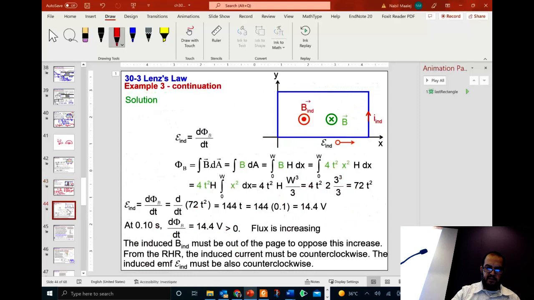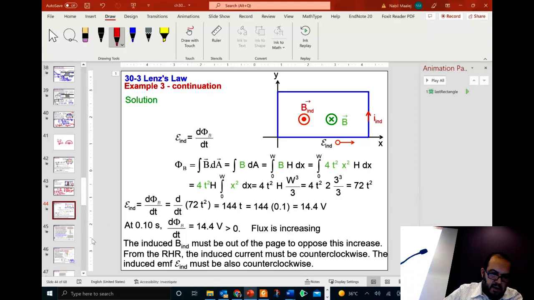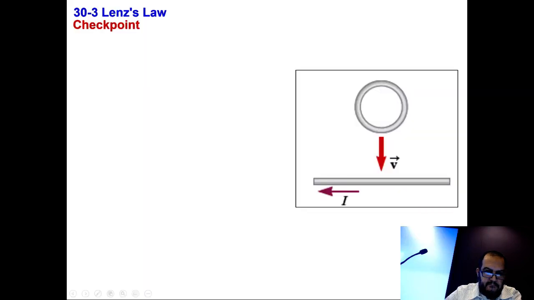Okay, so that's correct. Notice this is how we indicate the direction of EMF. We draw an arrow not on the circle, because usually when we do that, it indicates the current. So this is the induced current due to this induced EMF, and it's counterclockwise. Okay. All right, let's go to the next topic. And let me go to presentation mode.